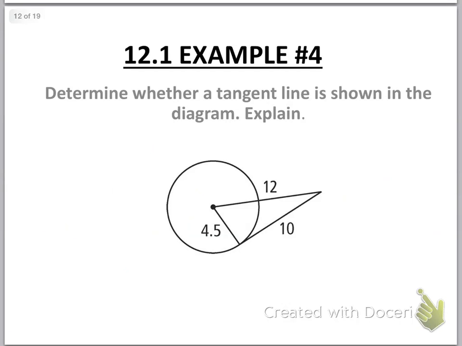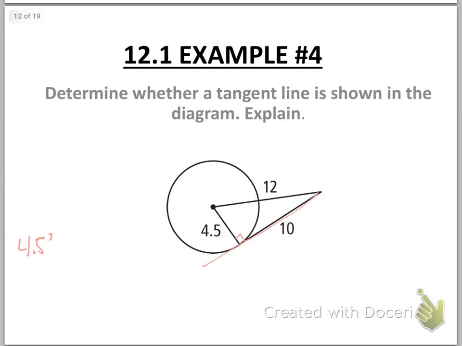Determine whether the tangent line is shown in the diagram. So remember, here's my tangent line. It's grazing my circle, so that should be my right angle. So basically, we need to see if it actually is a right triangle, because if it's not a right triangle, that means it doesn't create a right angle, which means it's not tangent. So to do that, we need to use the Pythagorean theorem.